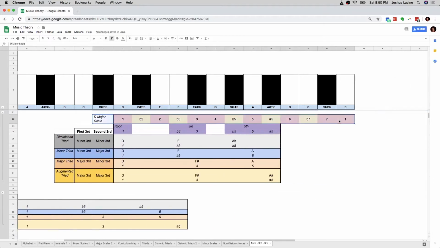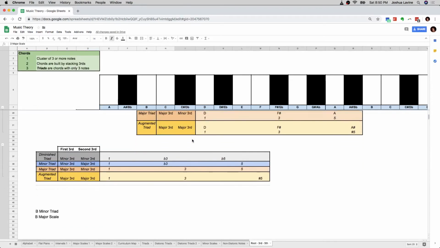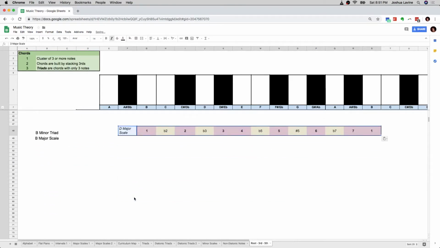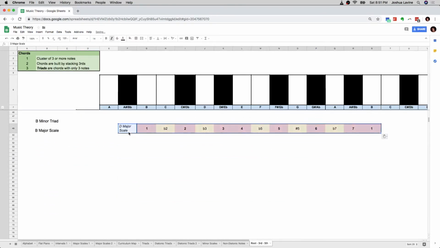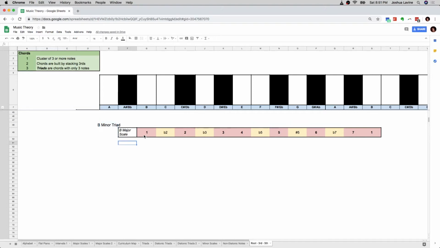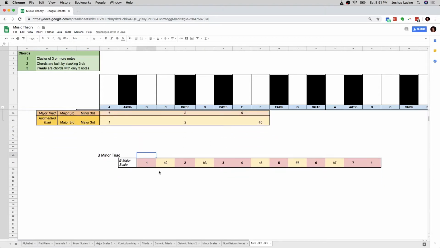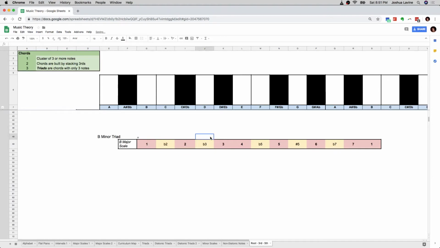I'm just going to copy and paste this formula because every major scale follows it, and I'm going to start it on B. So here we are, and this is the B major scale starting with the 1 on B. Now I want to know about the B minor triad. And because it's a minor triad, I know that it's going to have a 1, a flat 3, and a 5 of the B major scale.